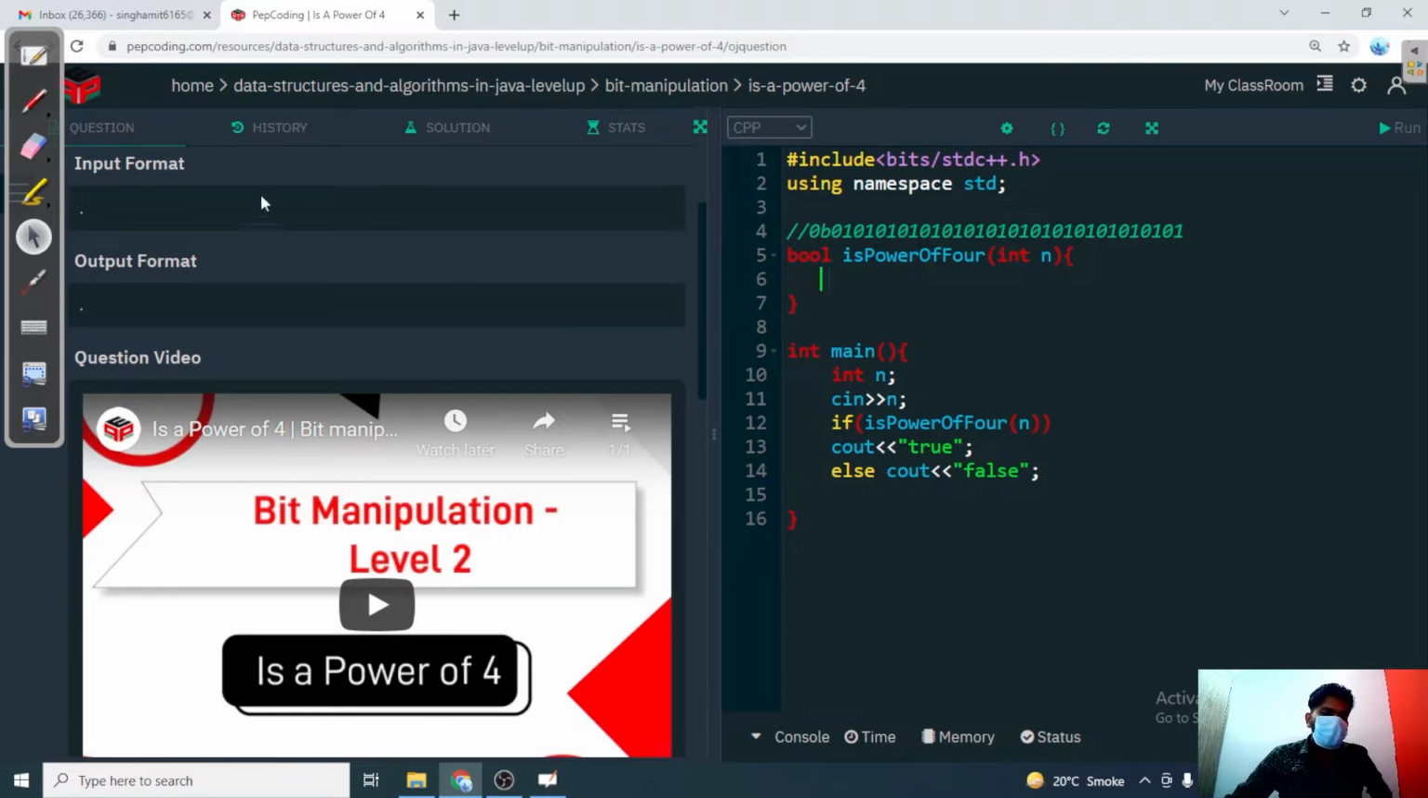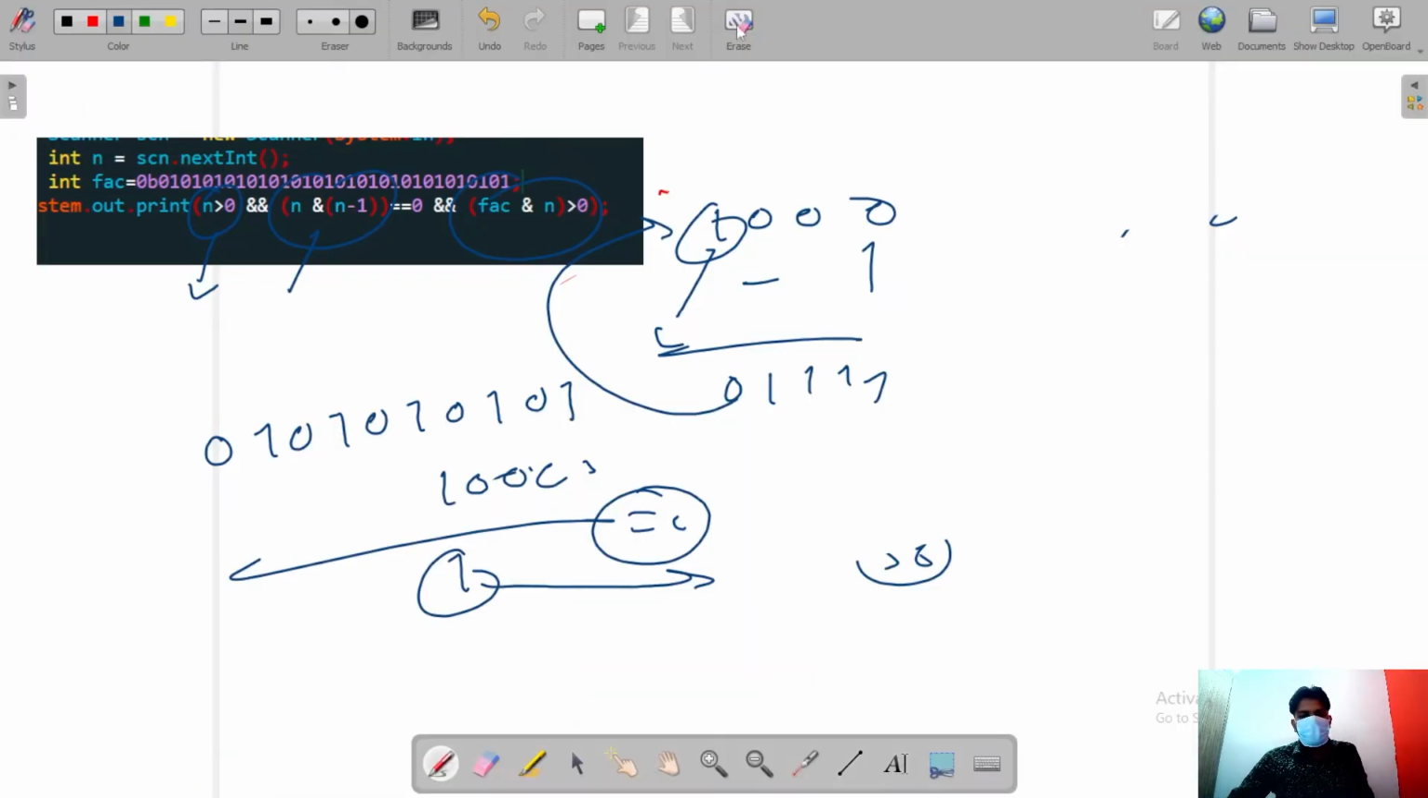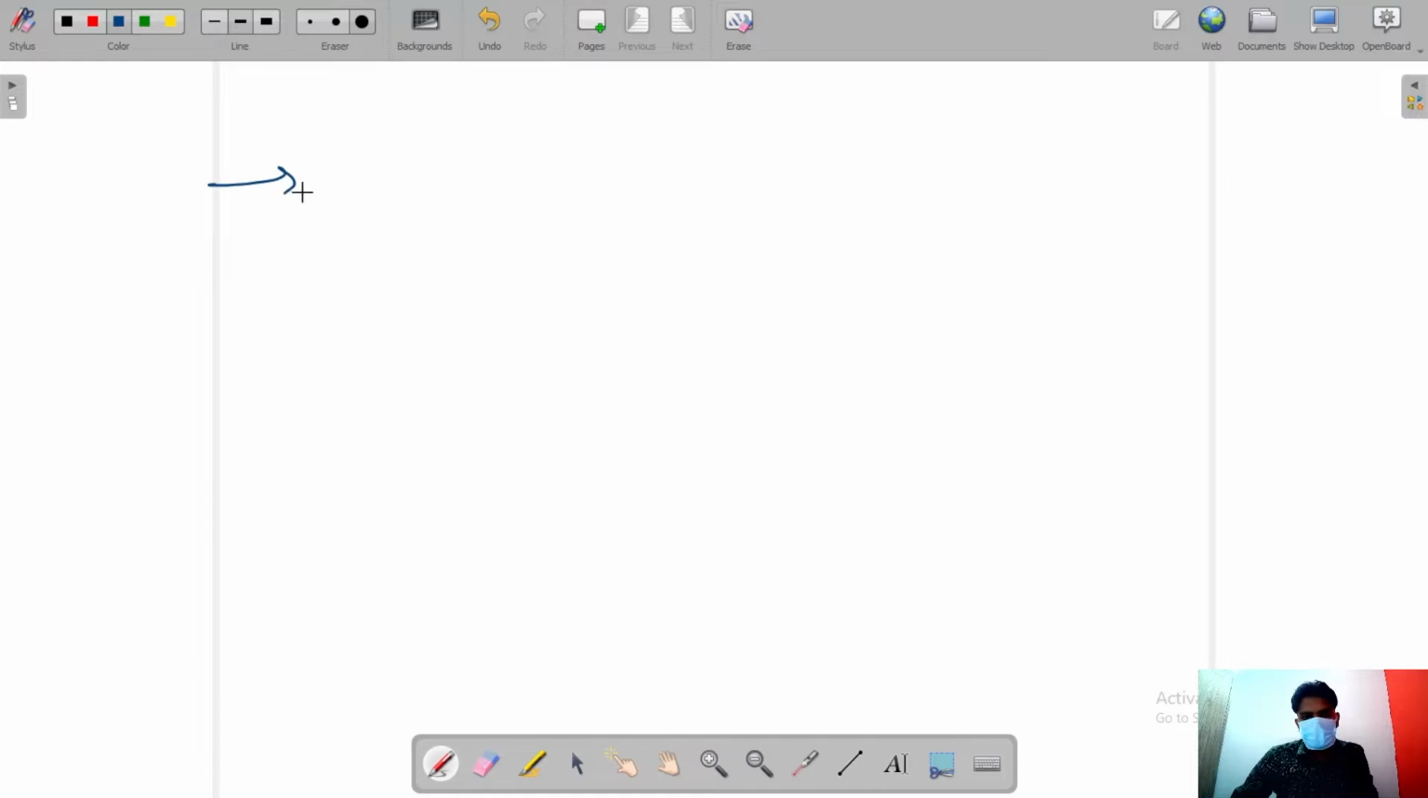So how can we solve this question? We have to understand what the question is. Our question is simple. We are given a number n, and we have to find out whether this number is a power of 4 or not. How can we find the solution? We first have to understand the question, then go to the solution.